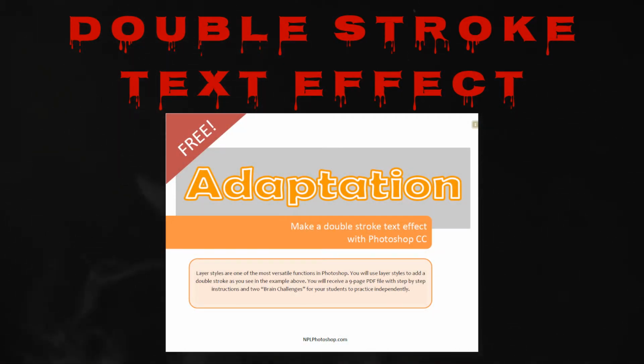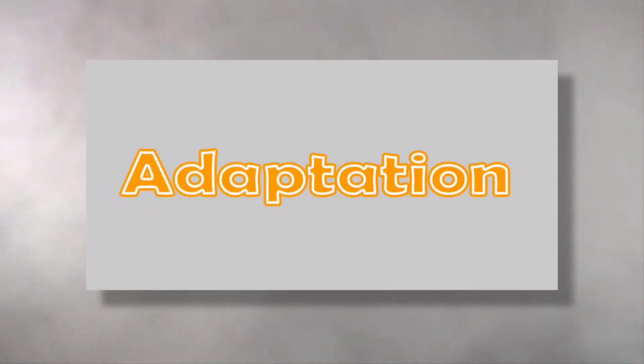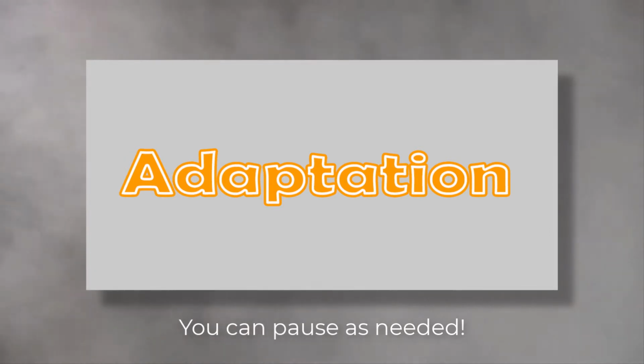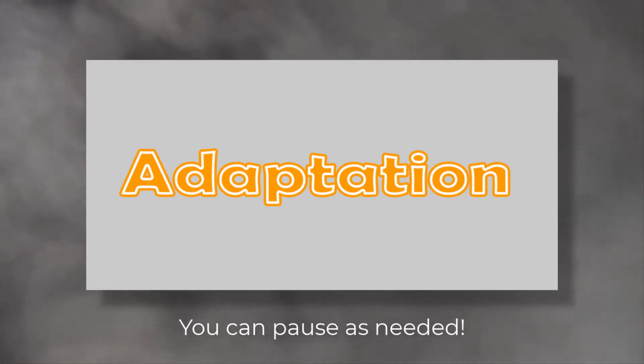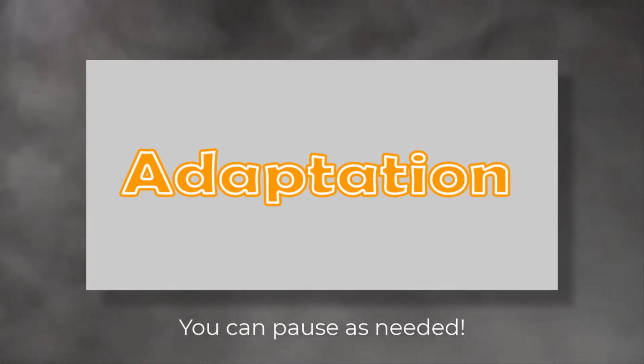Make a double stroke text effect with Photoshop CC. Layer styles are one of the most versatile functions in Photoshop. You will use layer styles to add a double stroke to text.